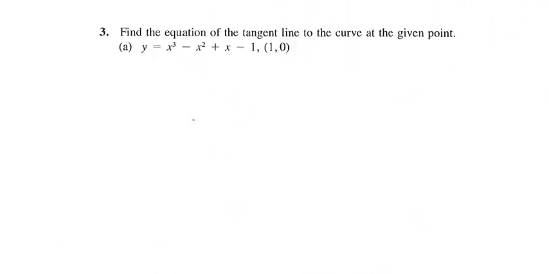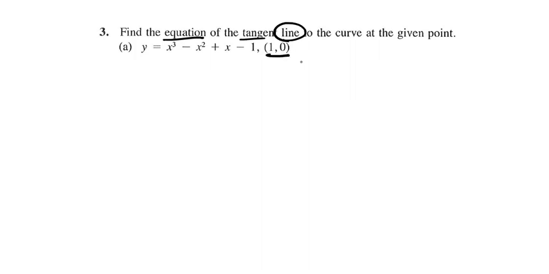So one final question here that I'll do with you. This is from number 3. Now, this question says, find the equation of the tangent line. So we did this in chapter 1. Equation of the line. What do we need to write an equation? Well, we need the slope, and we need a point.